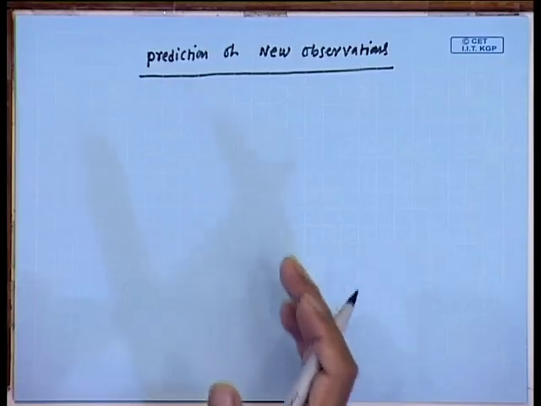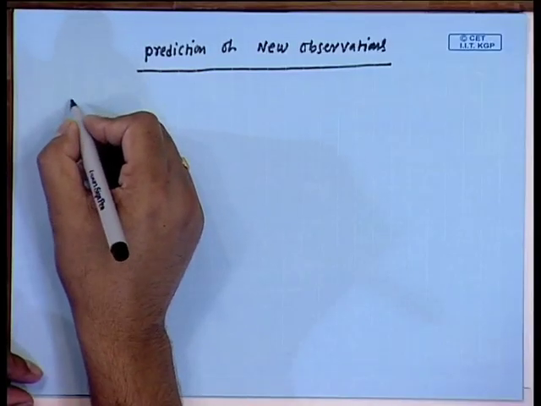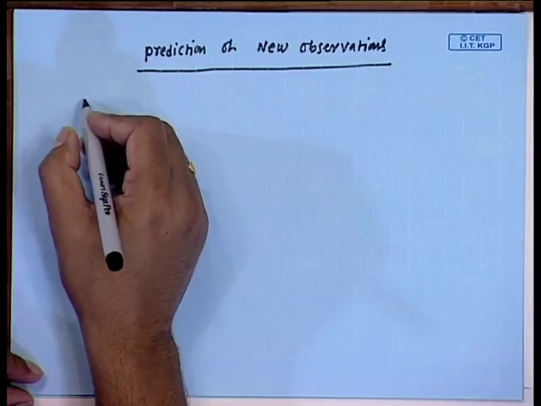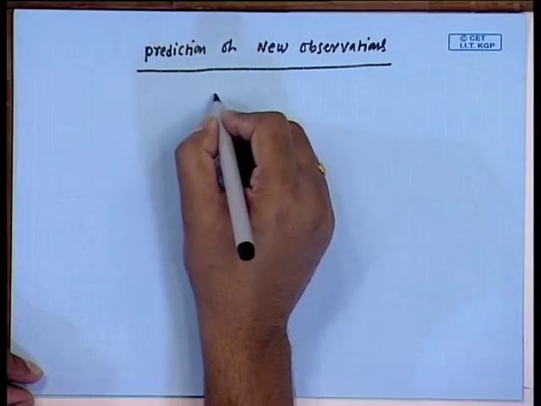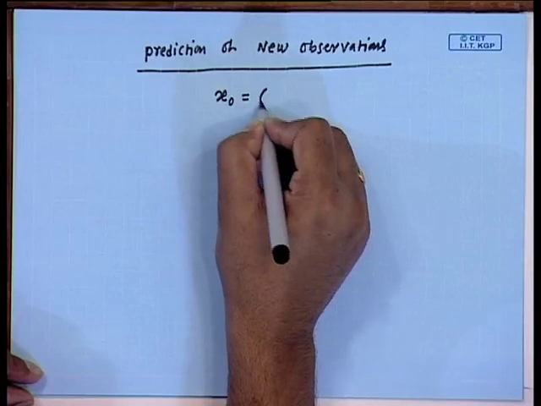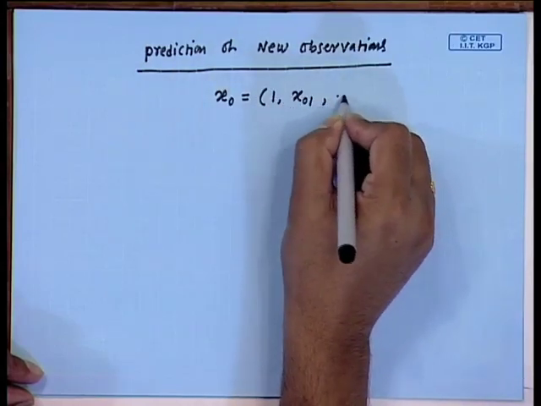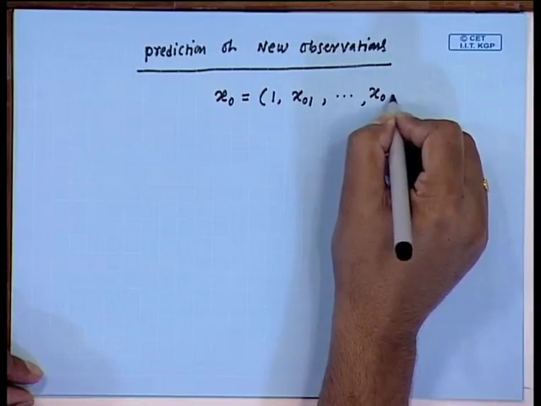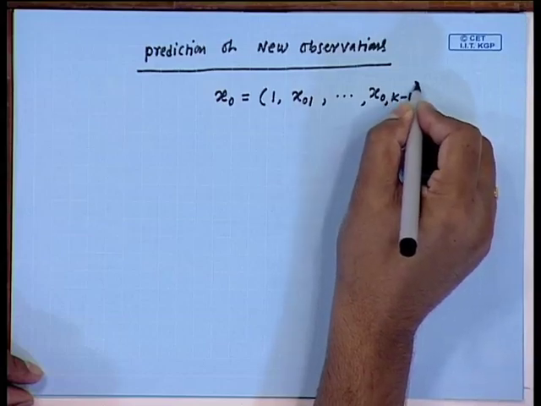Well, so this is a very important aspect, because once you have the fitted model, if it is a significant one, then that regression model can be used to predict new observations corresponding to a particular value of the regressor variables. Here, what we want is to predict the value of a new observation at the point x naught equal to (1, x naught 1, ..., x naught k minus 1).